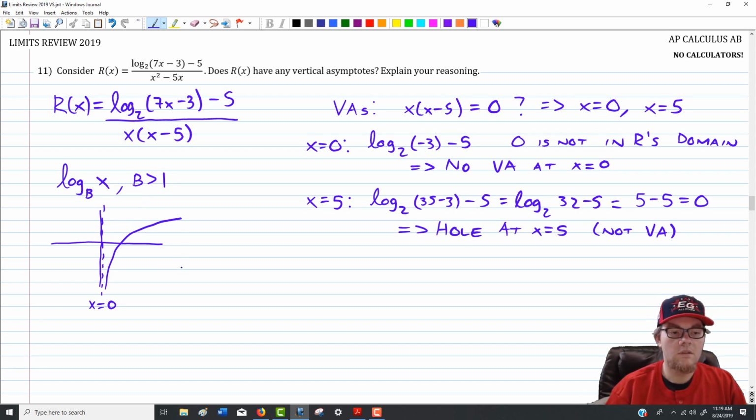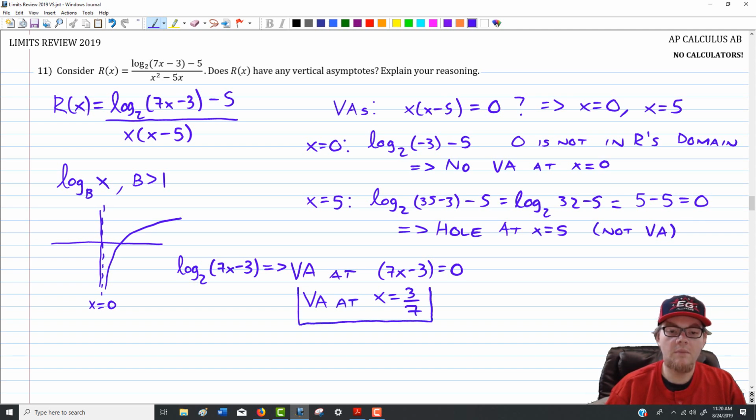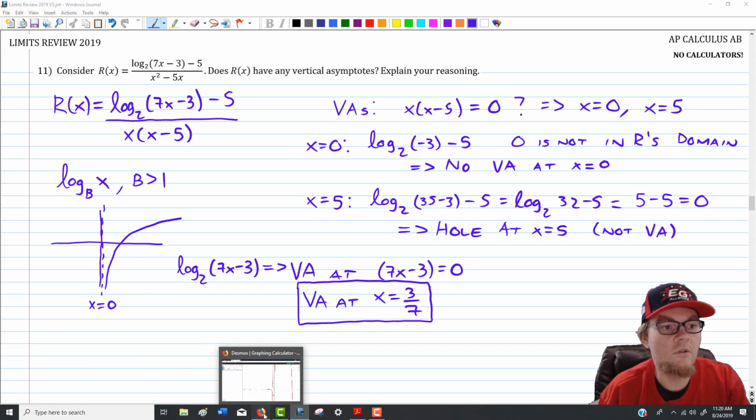Look up at our log. Basically, if we have log base 2 of 7x minus 3 involved in this function, that implies that there should be a vertical asymptote at whatever makes 7x minus 3 equal 0. That means we should expect a vertical asymptote at x equals 3/7. And x equals 3/7 isn't in the domain of the log function, but it's definitely in the domain of everything else. So we should expect the limit as x approaches 3/7 from the right side to be equal to negative infinity.